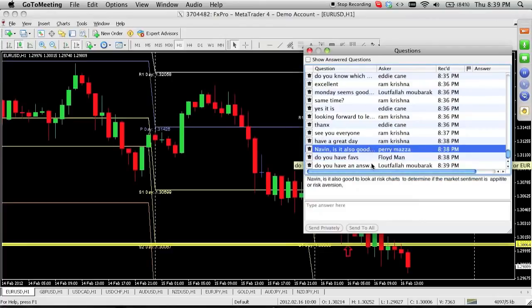Naveen, is it also good to look at risk charts to determine if the market sentiment is risk appetite or risk aversion? You can, Perry. It's going to be like this. You can get as detailed as you want with Forex trading, but the only problem is the more you look into it, the more it's going to consume your time, and actually, the tougher it's going to become to turn a profit. You need to look at it as if it shouldn't matter to you as much because you entered the trade, you put in your stops, you know what it's going to do, and then you walk away.